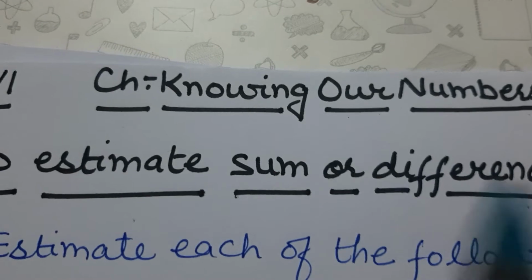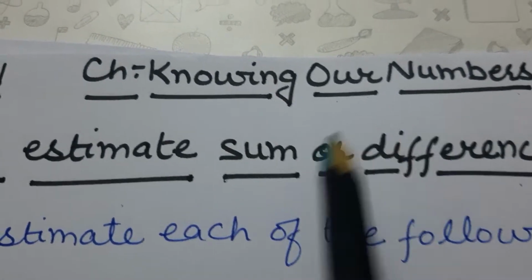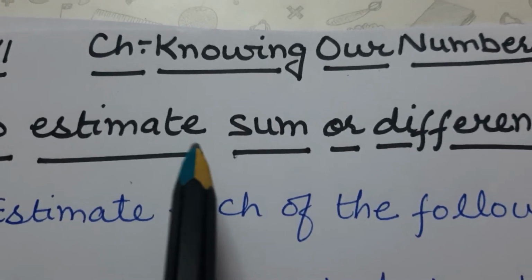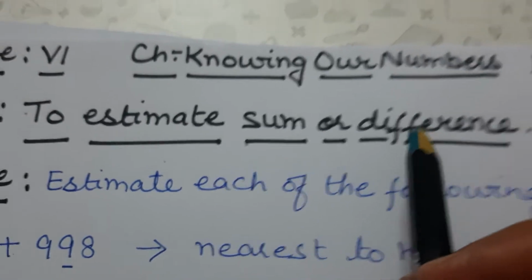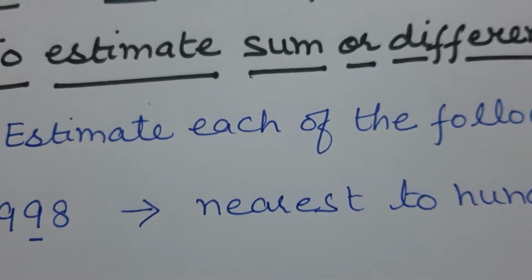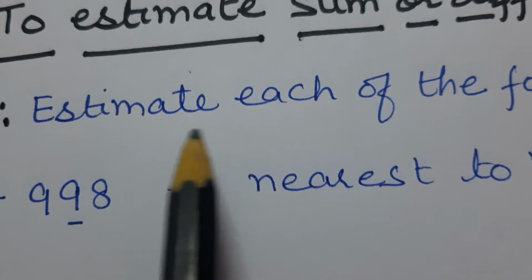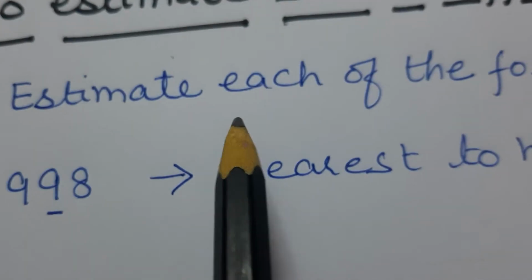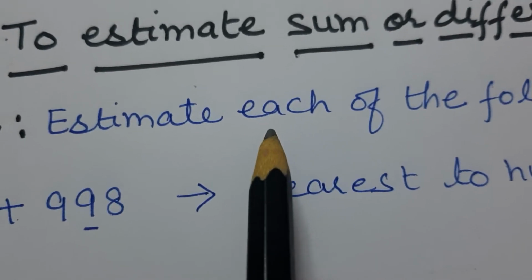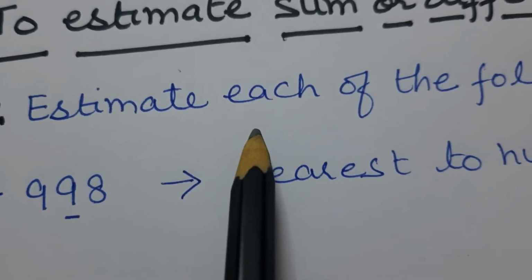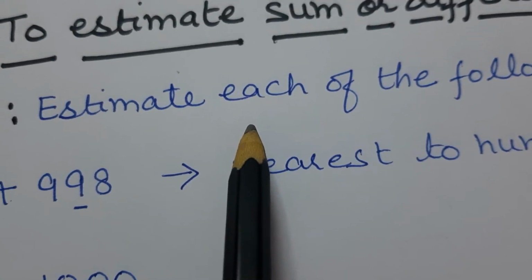So students, as you know, we are doing the chapter Knowing Our Numbers. Today our topic is estimate sum or difference. These sums are based on rounding of numbers. Rounding of numbers topic you have already done in grade 4 and 5. So in this topic, after rounding of numbers, we will add or subtract the numbers.